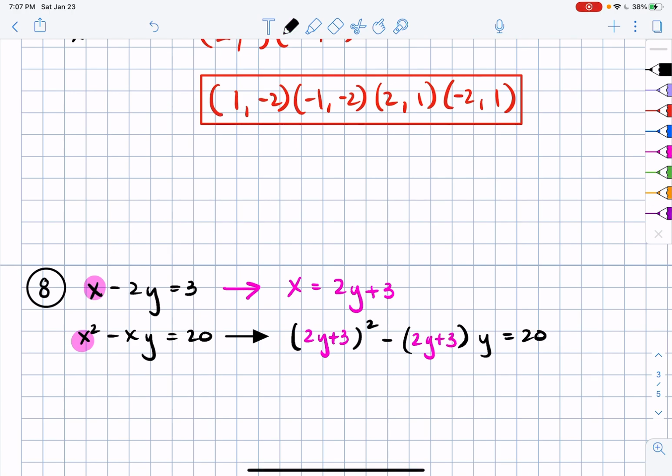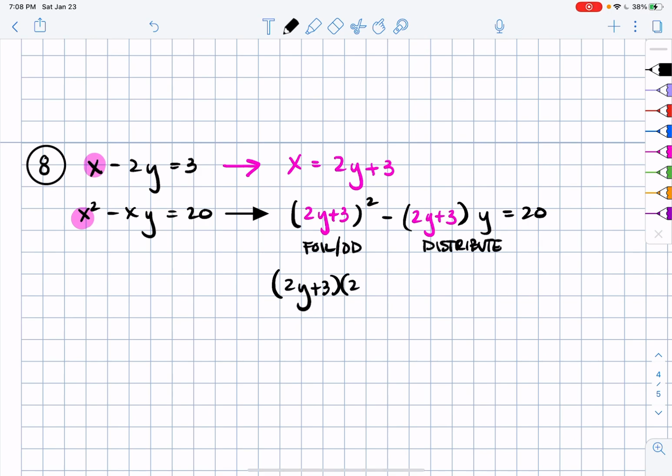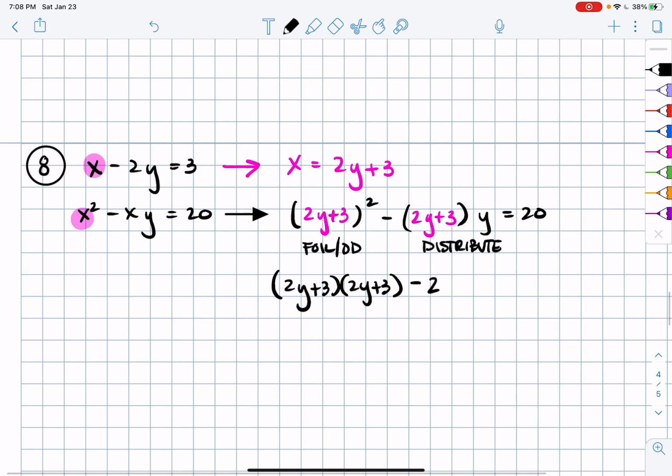Okay, so I have to FOIL this or double distribute. I have to distribute this. Okay, now I'm going to rewrite this a little bit. So what I actually have is (2y + 3)(2y + 3) minus, now I'm not used to this being in the back, right? So I'm going to go ahead and bring it out front just like if I was really distributing, right? So (2y + 3) is equal to 20.